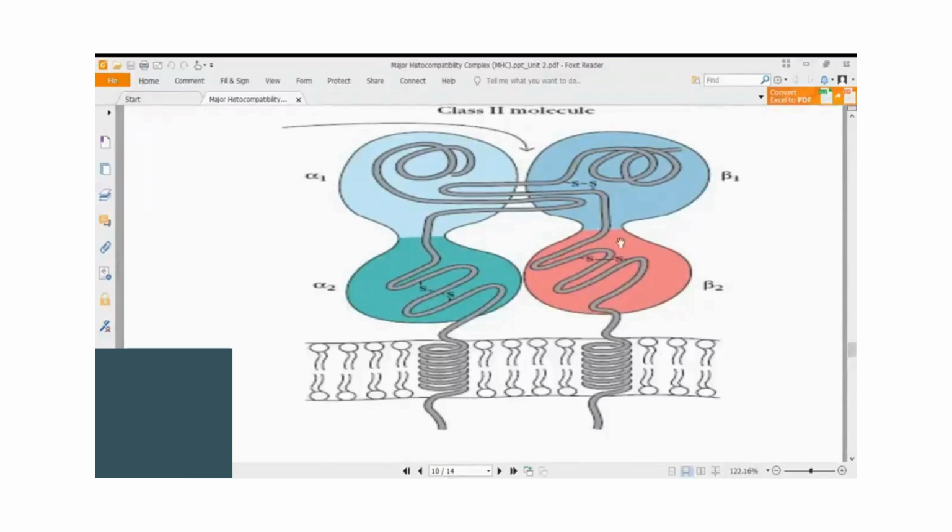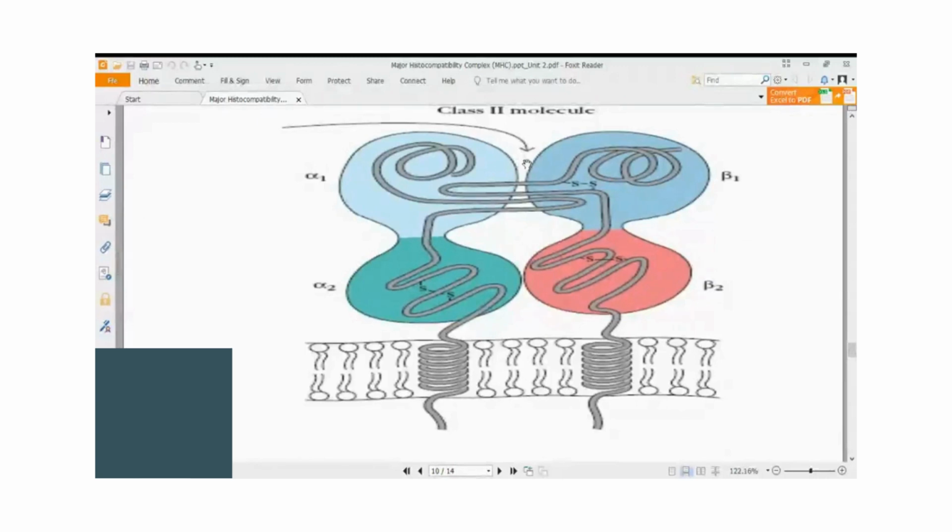Okay, and alpha 1 and beta 1 domain on top forms the platform for the antigen binding cleft. Whereas in the case of class 1, it was the alpha 1 and alpha 2, but in the class 2, it is alpha 1 and beta 1. And the peptide presented on the cleft of the class 2 is always an exogenous antigen. Exogenous means it doesn't belong to your cells. It is of the bacterial or viral origin or coming from outside and processed by the antigen presenting cells and presented there in the peptide binding cleft.